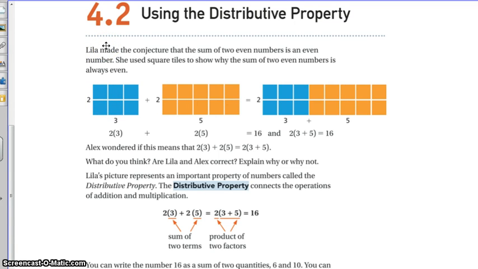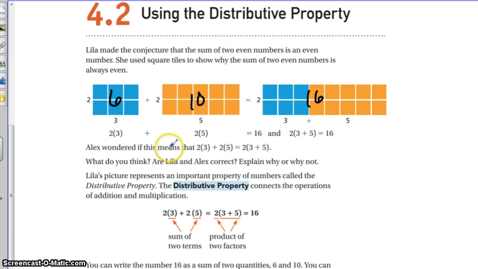We're going to take a look at Lila and her conjecture here, that the sum of two even numbers is an even number. And so she models that with square tiles. So she's modeling 6 here with 2 rows of 3. She's saying that if we take this, which would be 6, and we add 2 times 5, or 10, we would get 16, which is the same thing as saying 2 times 3 plus 2 times 5 equals the same thing as 2 times (3 plus 5).